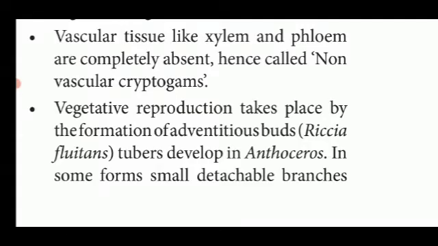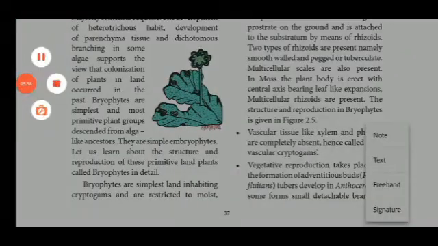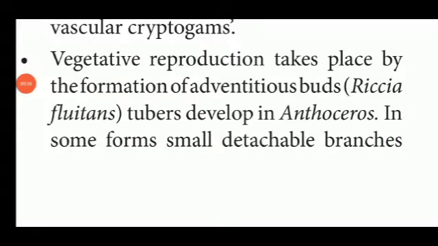Vegetative reproduction takes place by the formation of adventitious buds, and tuber development in Anthoceros, and adventitious buds develop in Riccia fluitans. Tubers, that is, underground stem modifications, are called tubers. They are developed in Anthoceros. In some forms, small detachable branches.